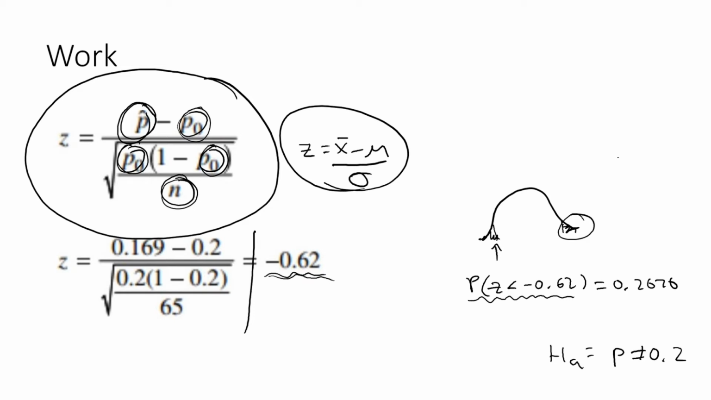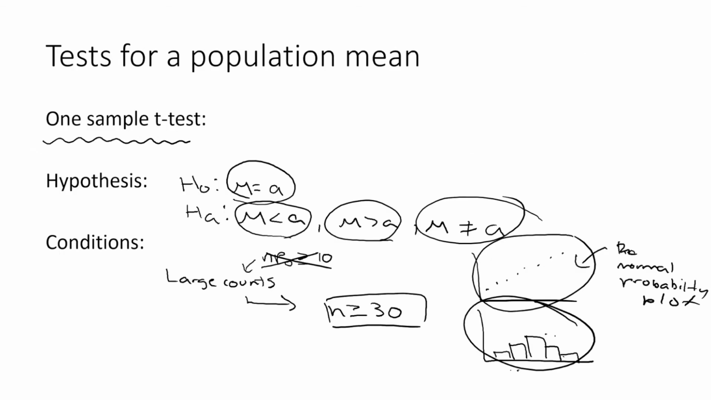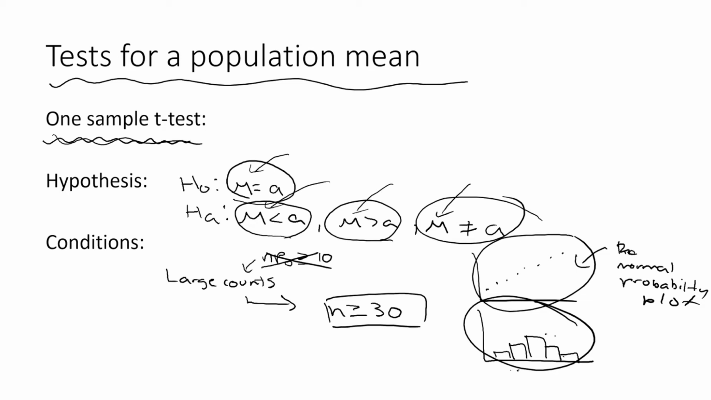Now, before we move on to the conclude step, let's take a look at the other type of test, the one-sample t-test. The one-sample t-test is meant to estimate a population mean, and as you can see, the hypothesis stem is mainly the same, except for the fact that you use mu for the population mean. In addition, for the conditions, instead of having n times the null proportion be greater than or equal to 10, you want n itself to be greater than or equal to 30.